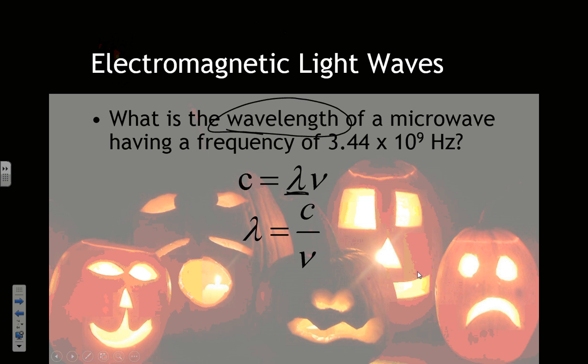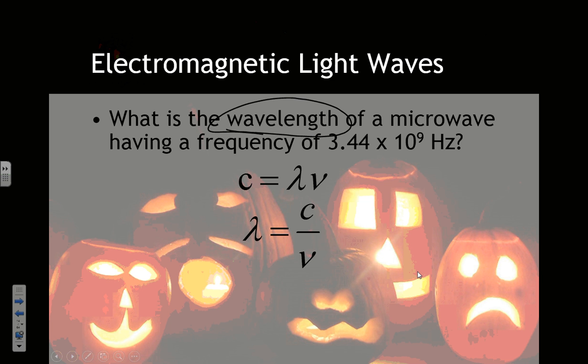Well, if I divide both sides by the frequency, then the frequencies on the right would cancel, and I'd be left with wavelength equals the speed of light over nu. And that's exactly what my equation looks like. So when I solve the top equation for what I'm supposed to find, which would be wavelength, lambda, lambda would equal c divided by nu.